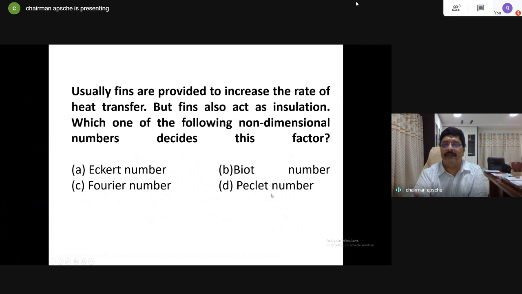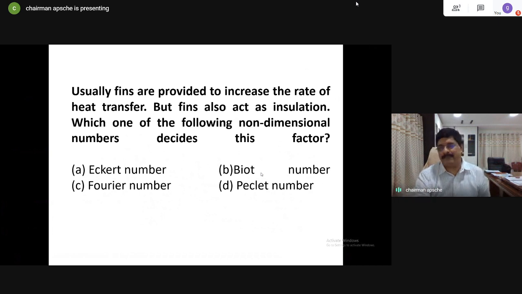Among these numbers, we already know the Biot number and the Fourier number. The Fourier number is all about heat stored and heat transmitted. The Biot number talks about the conduction resistance to convection resistance. What is the resistance within the fin material, and what is the convection resistance? The relevant non-dimensional number is the Biot number. But unlike lumped heat capacity bodies, the Biot number need not be low. It can be equal to 1, with an equal amount of conduction resistance and convection resistance.